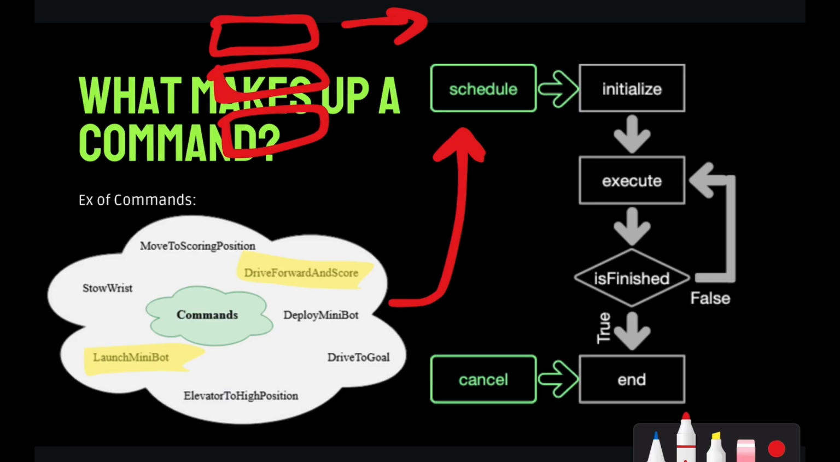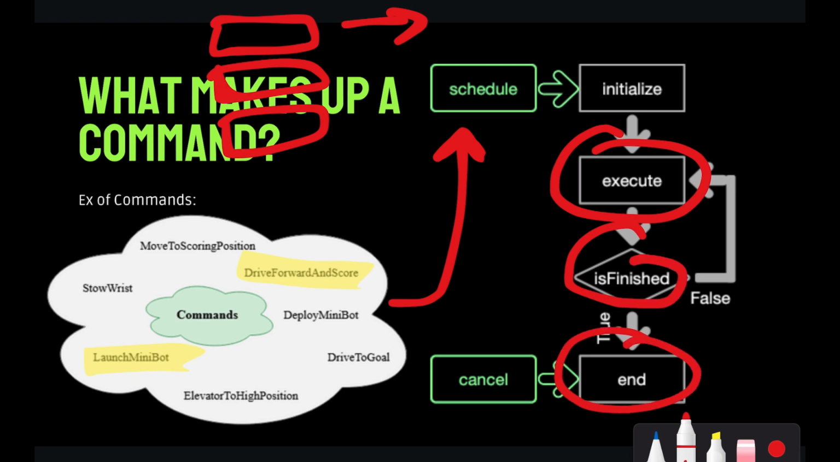So how this works is basically it will first initialize, and then it's going to execute the command, do whatever that command is, and then once it checks and sees that it is finished with the command, it will end this command. And once that command ends, it's going to remove itself from the scheduler, and then the next command is going to run.